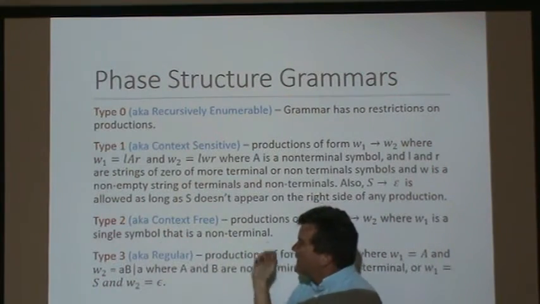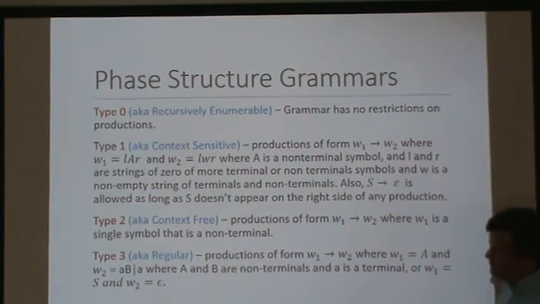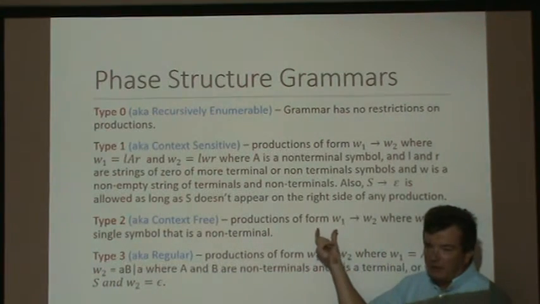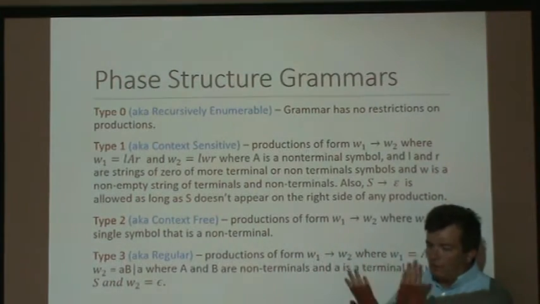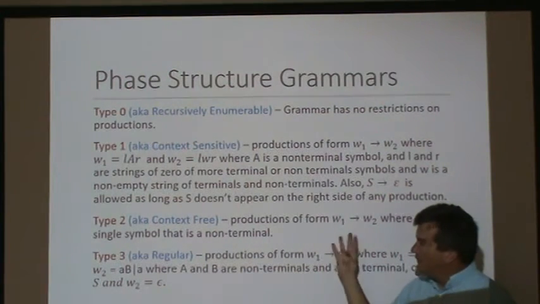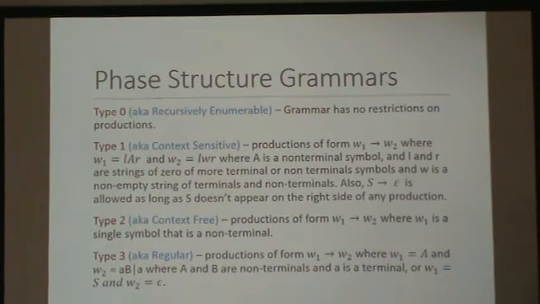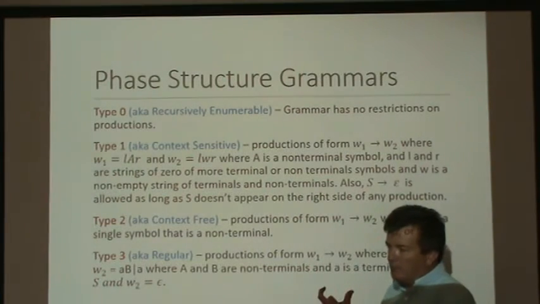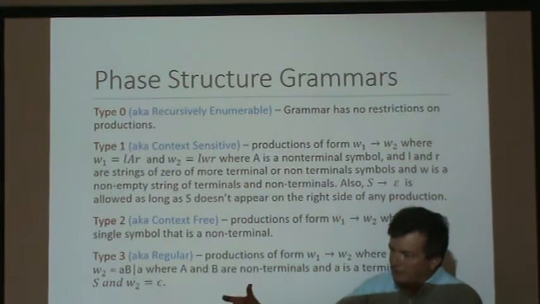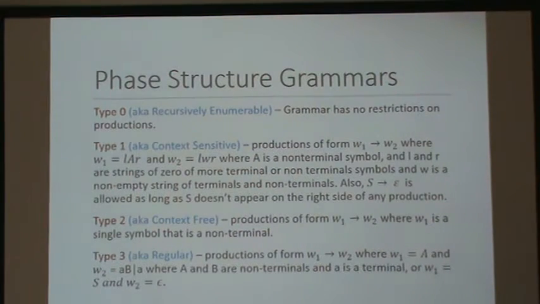The type 2 are called context-free. That is where on the left-hand side of the productions you only have a single non-terminal by itself, not put in a certain order, where the order matters. Like a verb may have a noun phrase after it, which then becomes part of the verb phrase. You wouldn't have something like that.